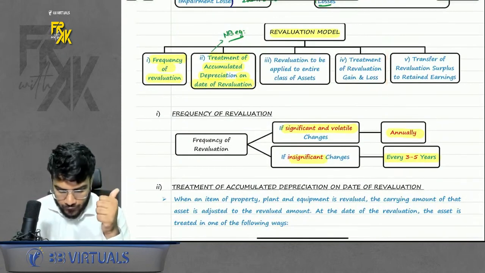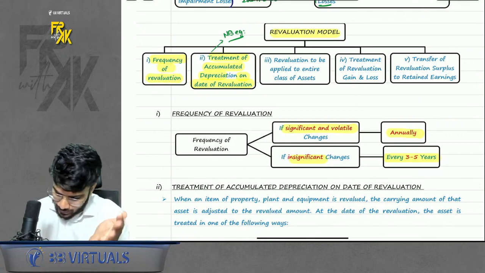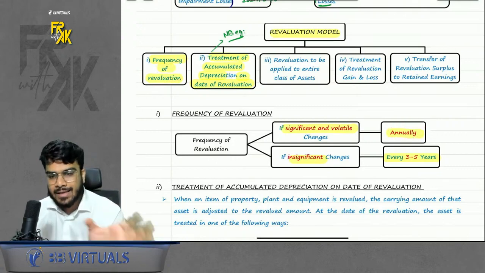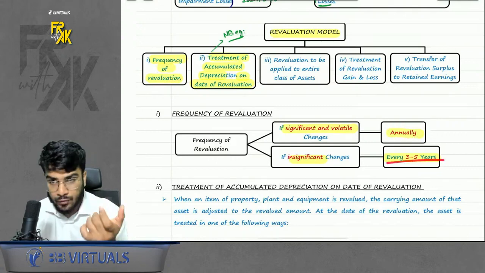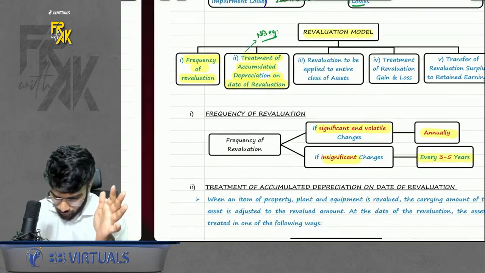already covered today. The first point was frequency of revaluation. If the changes in fair value happen very frequently, you will do it annually. If the changes are insignificant, you will do it every 3 to 5 years. Next point was treatment of accumulated depreciation on the date of revaluation.